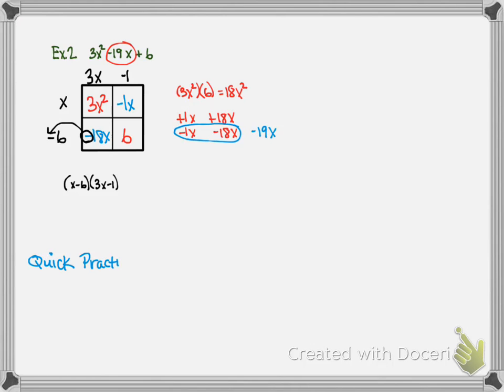Okay, so quick practice. Try factoring 12x squared plus 5x minus 2. Pause this and then check your answer. You should have factored it to 3x plus 2 times 4x minus 1.